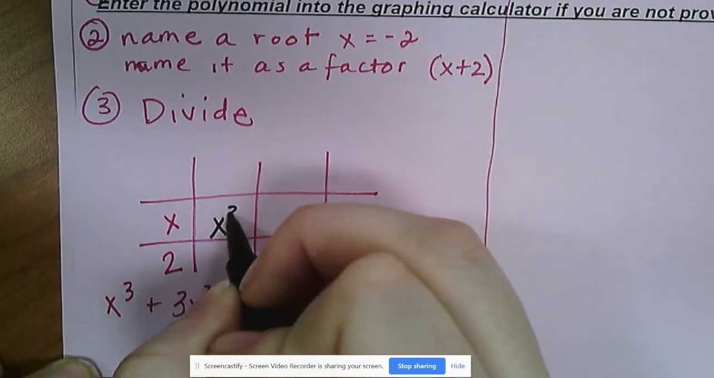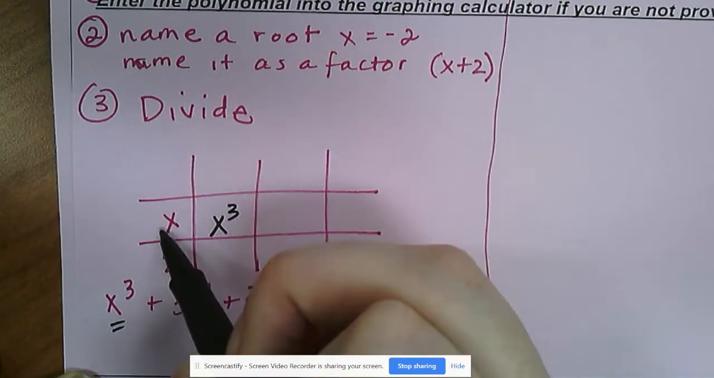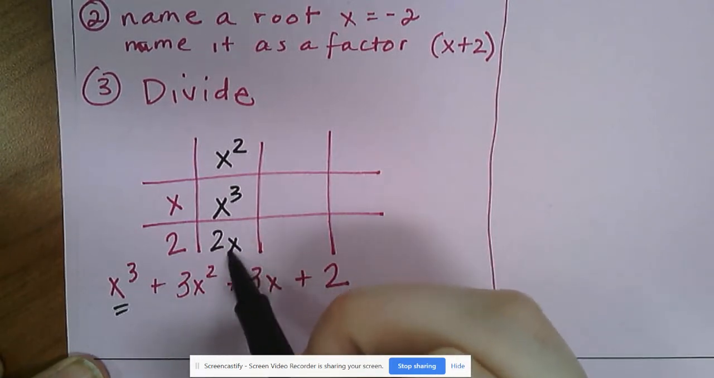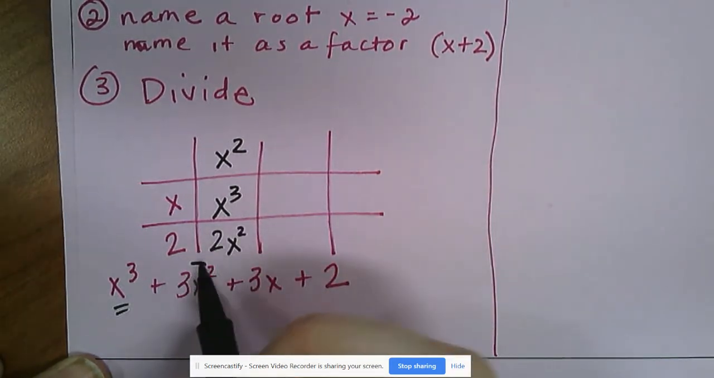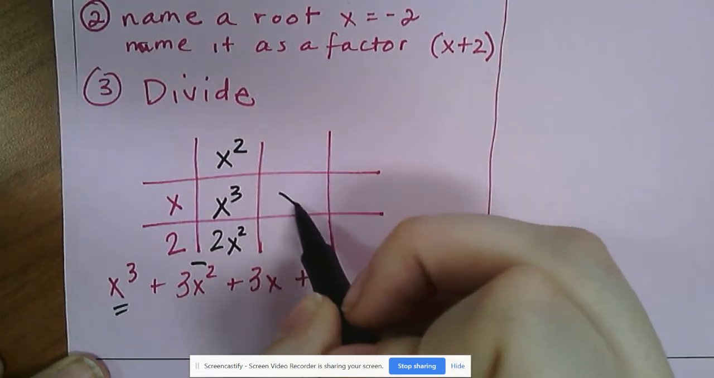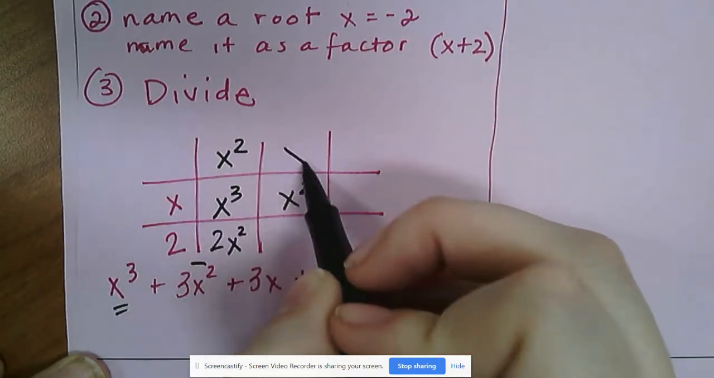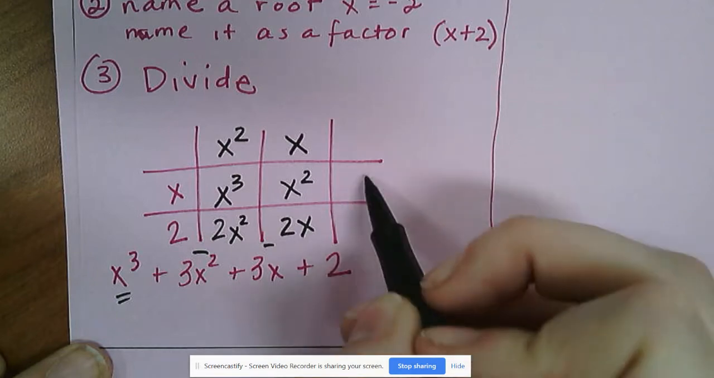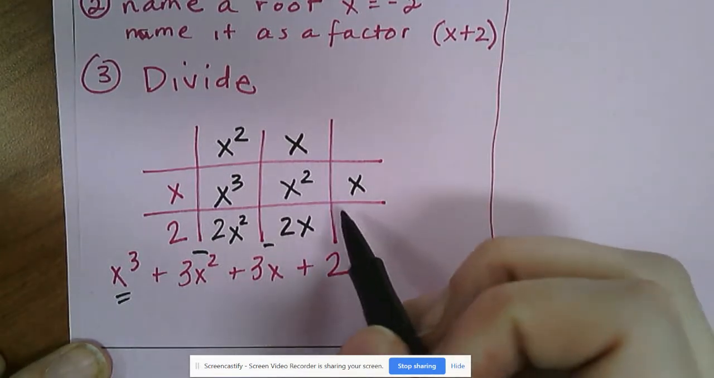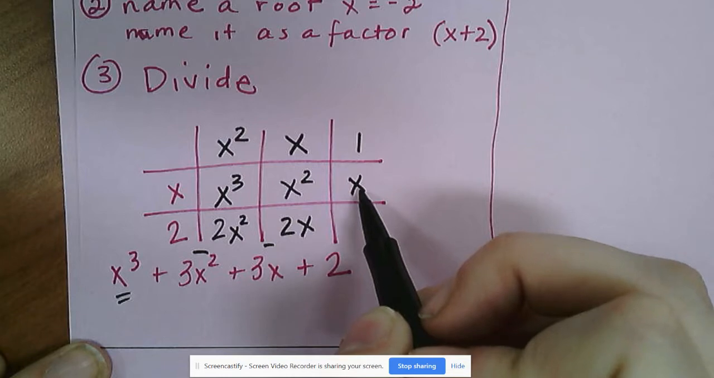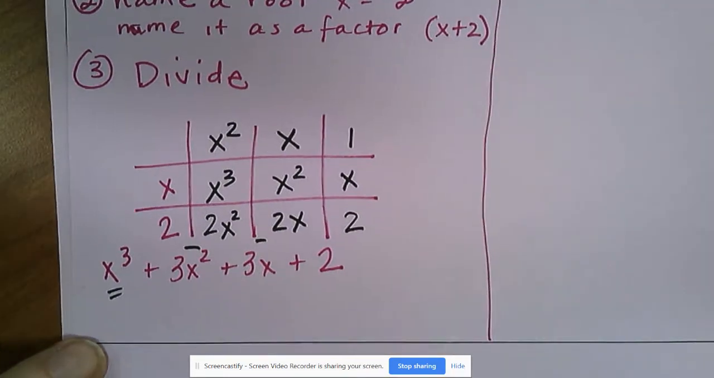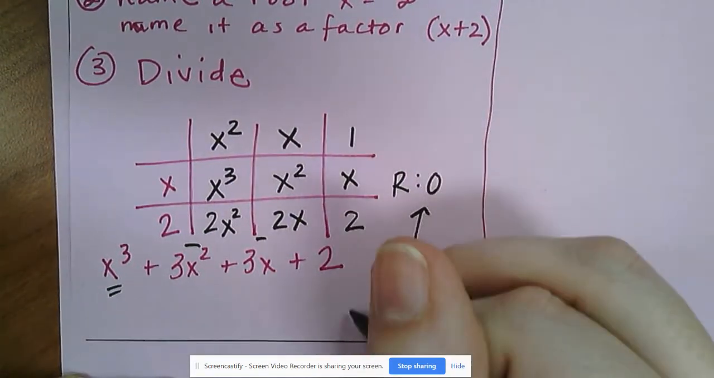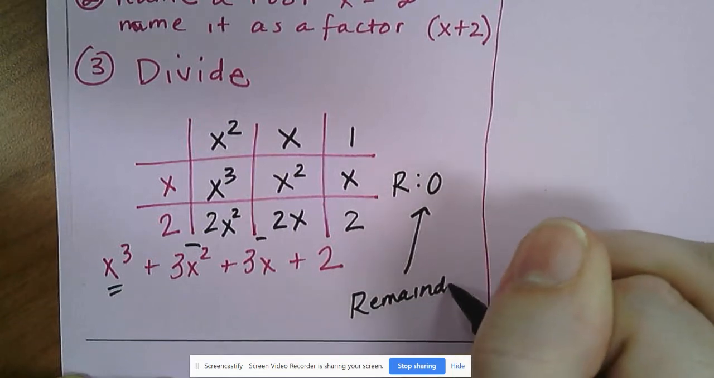So I write this first term first. x times x squared gives us x cubed. I'm going to multiply my row and my column. And now I can subtract to find my diagonal. This is x squared. And then I start again. x times x gives me x squared. Multiply my row and my column. And then I subtract my diagonal. Last column here, 1 times x gives me 1x. 1 times 2 gives me 2. And if you notice, I have a remainder of 0. The remainder must be 0 before you move on.